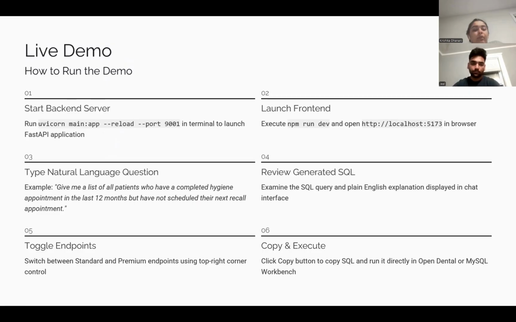And for the demo, for the backend, we launch the backend first and then the front end. We enter a natural language query, and then the system generates the SQL query with an explanation, which we can directly copy and execute in our SQL Workbench or MySQL.